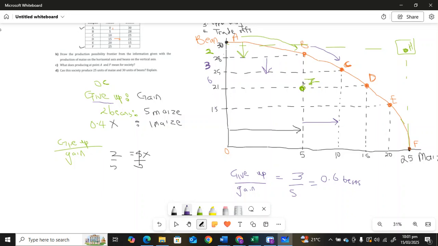Then 21 minus 15, what's 21 minus 15? Oh, 25 minus 21, it's 4. Yes, 4. Then here it's 6. So as you can see, the more maize we need to get, the more beans we have to be giving up. That's what's explained by this bow-shaped curve. Increasing opportunity cost.